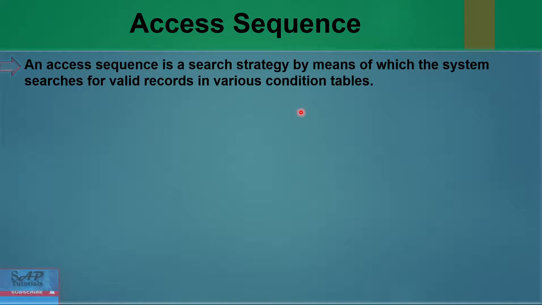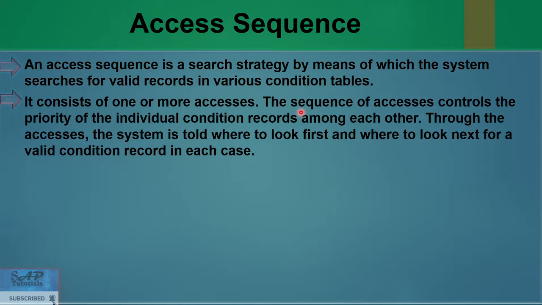Then we have access sequence. How access sequence is useful, we have seen. Access sequence is a search strategy by means of which the system searches for a valid record. We have seen the example for discount: the system searches for a valid record for the combination of material and plant. If that material and plant come for that combination, then the system will give a 3% discount. So through access sequence we have managed that.